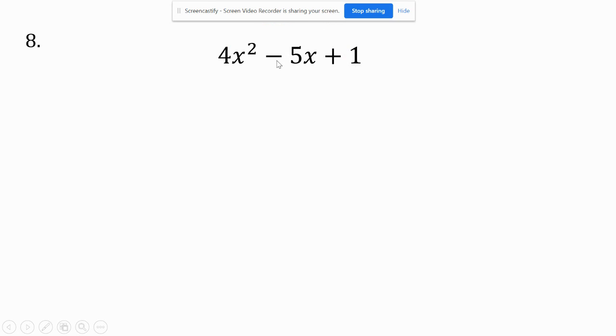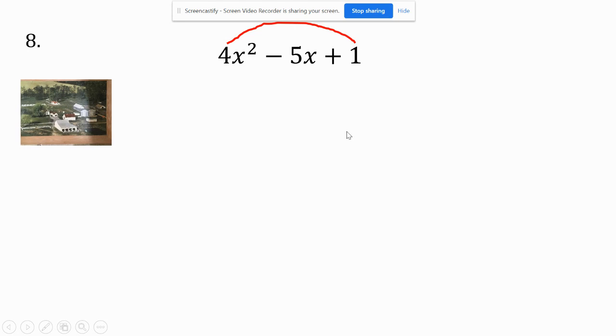So once again, I have a number in front, an a term in front. There's not a number that goes into all these. So I'm going to take 4 times 1, which is 4. Factor 4: 4 and 1, 2 and 2. It's a plus sign here, so I'm going to put a plus sign here. So that adds up to 5: 4 and 1 make the middle number. So I'm going to have an x with a 4 and an x with a 1.